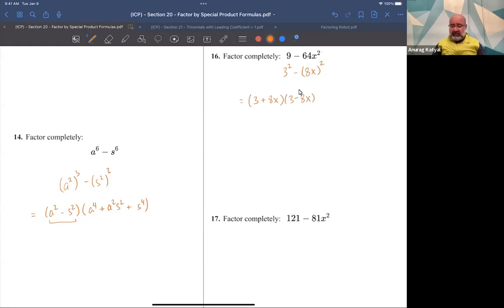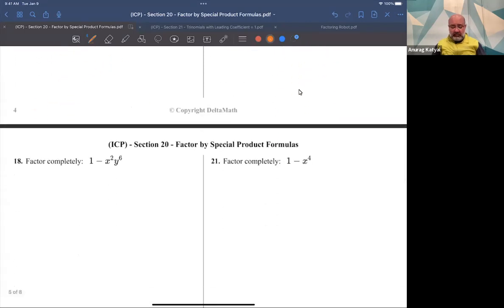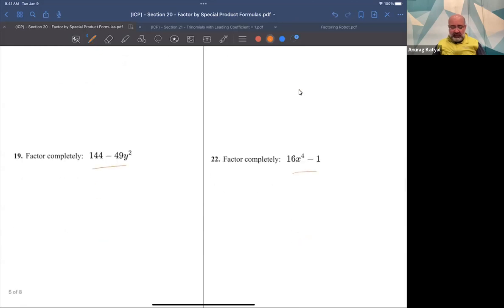17 is the same as 16. So think about what could you square to get 121? So it would be something squared minus what could you square to get 81x squared? That would go there. And then hopefully you see difference of squares. So you can use the difference of squares formula to get that answer. Moving on. This is difference of squares. This is also a difference of squares, difference of squares, difference of squares.